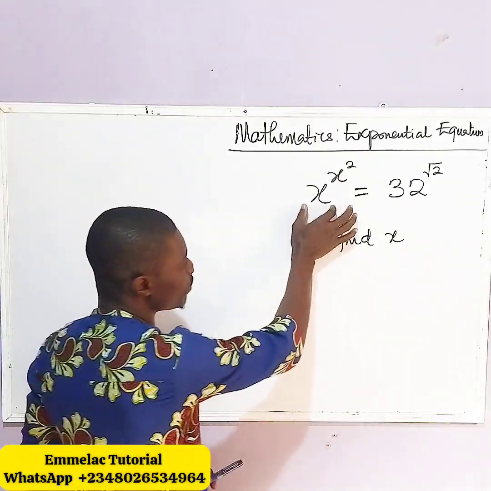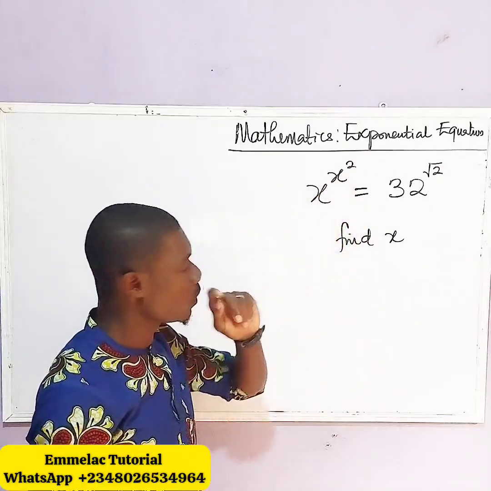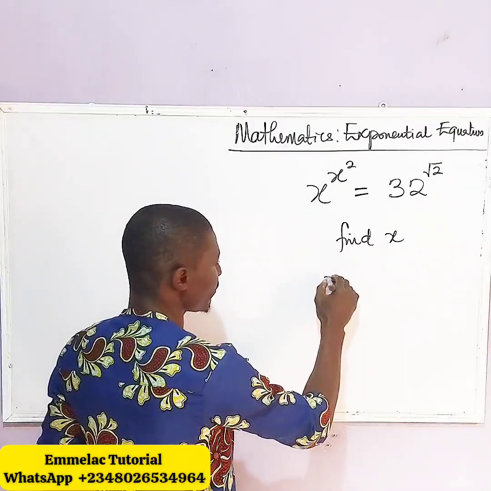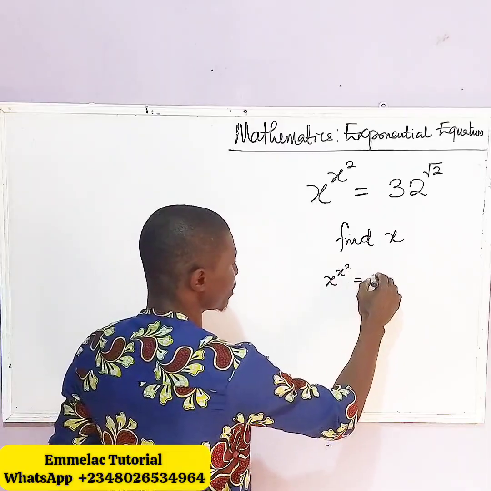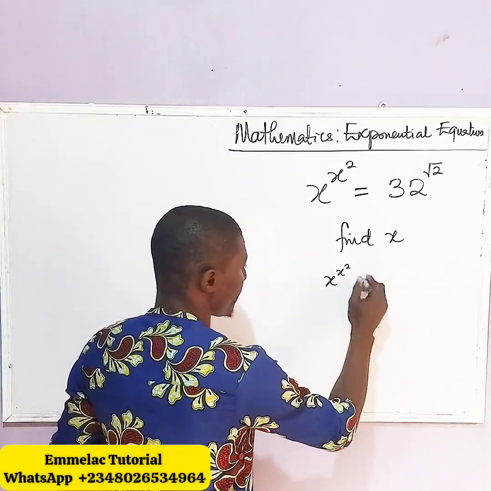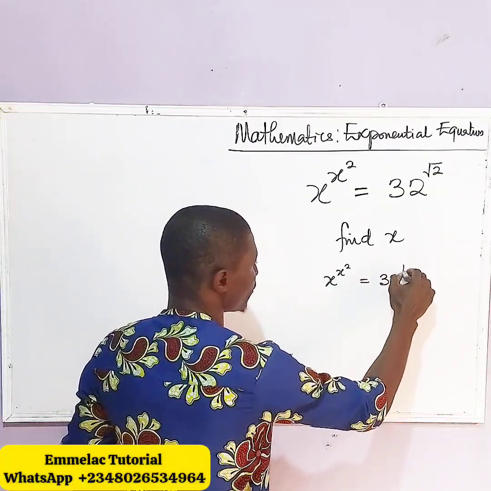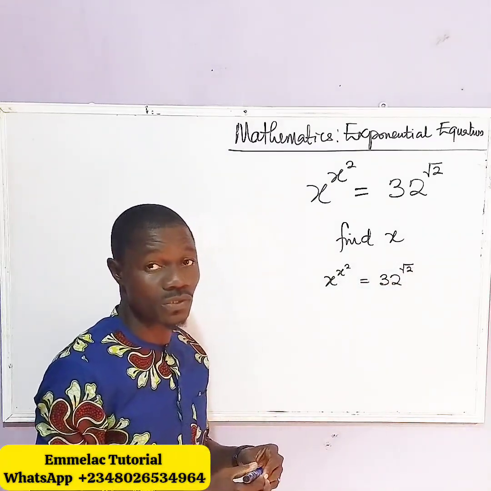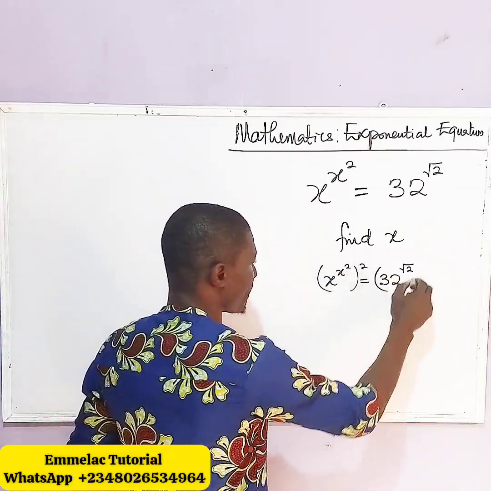I want to raise both sides of the equation to the power of 2. So here I get x raised to the power of x raised to the power of 2 equals 32 raised to the power of the square root of 2. Now since I'm raising both sides of the equation to the power of 2, I do this, raised to the power of 2.